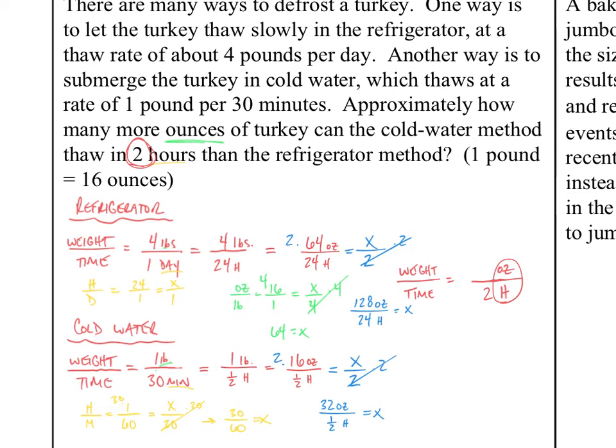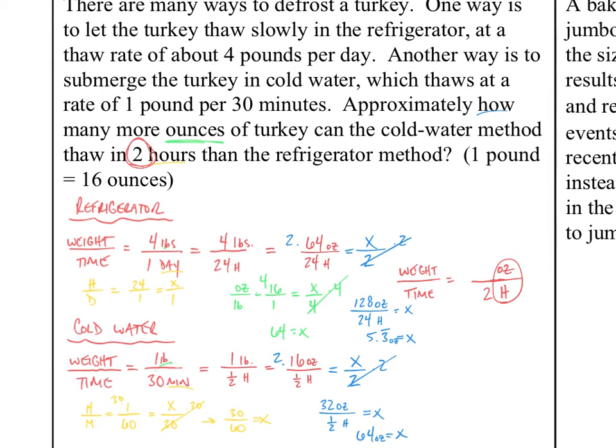So 128 divided by 24 gives me approximately 5.3. So I'll say 5.3 repeating. And 32 divided by 1/2 gives me 64. So this is how many ounces will thaw in 2 hours using each of these methods.